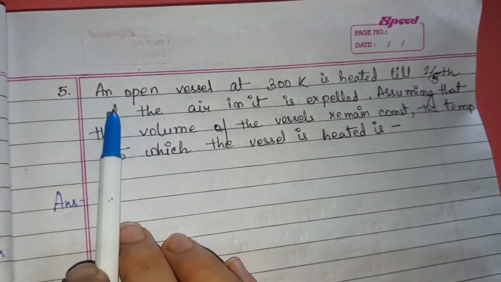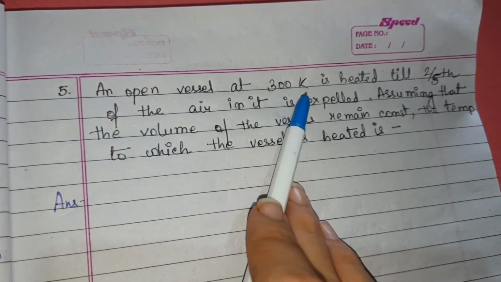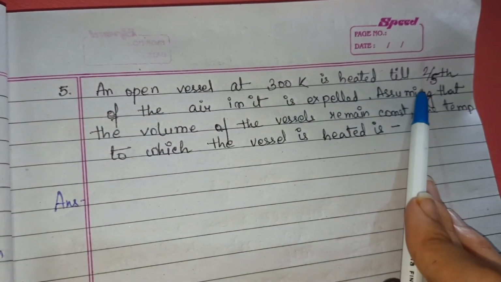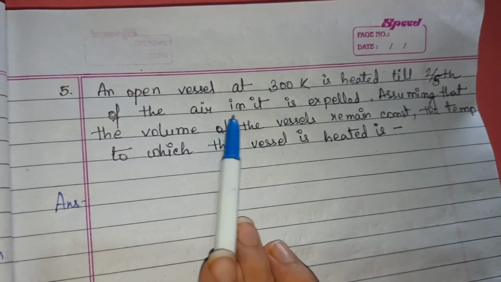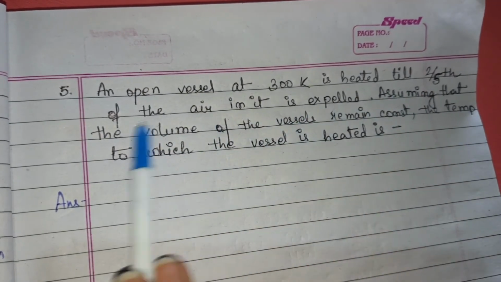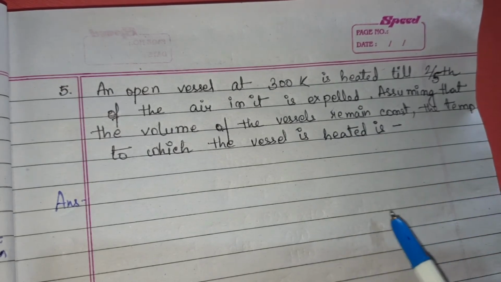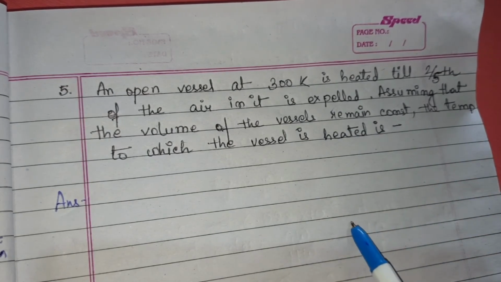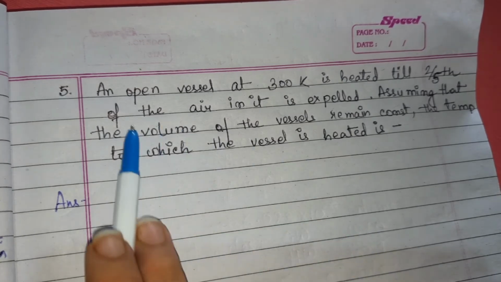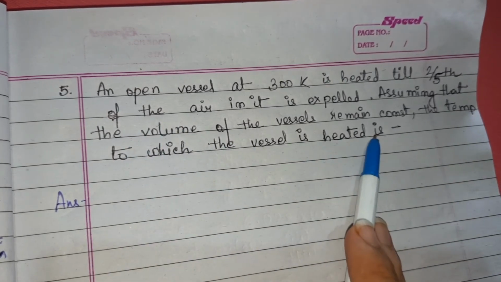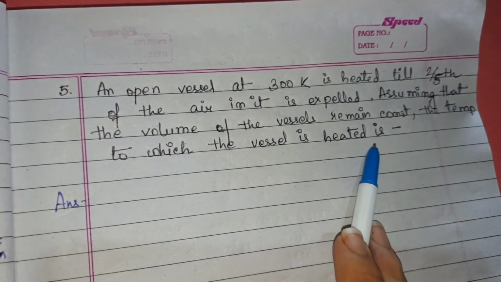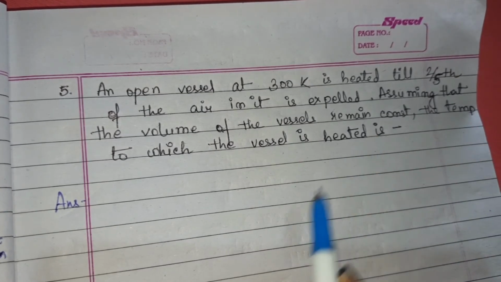The last question says an open vessel at 300 Kelvin is heated till 2/5 of the air in it is expelled. Assuming that the volume of the vessel remains constant, the temperature to which the vessel is heated is. So here we can see that temperature is changing. Volume is constant. Pressure is also not mentioned, so it will also be constant.